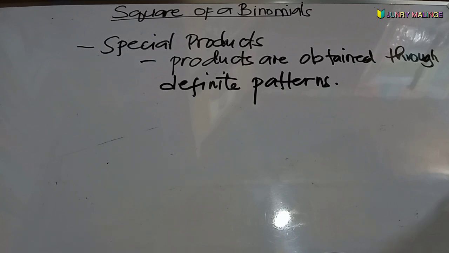Ang special products are obtained through definite patterns. Bakit definite patterns? Kasi ito ay special dahil mayroon itong shortcut method na kung saan ito ay nagpapabilis sa pag-solve. Ito po ay malaking tulong kung paano tayo mapabilis sa pagsusolve ng square of a binomial. Okay. Bago natin simulan, balikan muna natin ang mga laws of exponents.